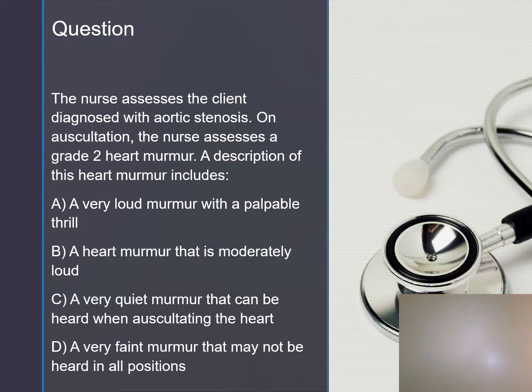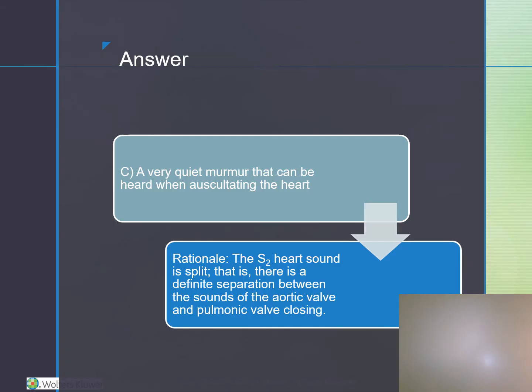So the nurse assesses the client diagnosed with aortic stenosis. On auscultation, the nurse assesses a grade 2 heart murmur, and a description of this heart murmur would include a very quiet murmur that can be heard when auscultating the heart. So that S2 heart sound would be split. There's a definite separation between the sounds of the aortic valve and the pulmonic valve closing. Once again, it would be that lub-ti-dub sound.